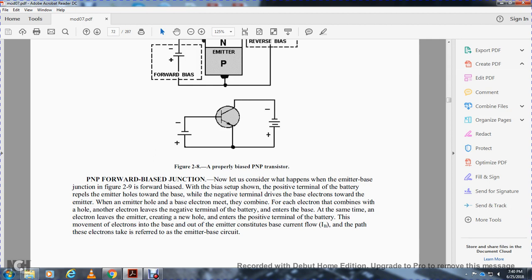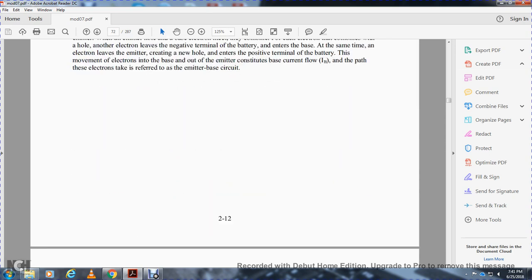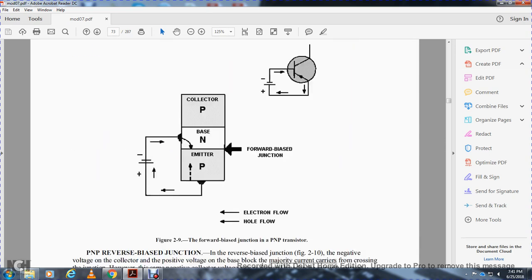Now let us consider the emitter-base junction in Figure 2.9 with the forward bias. The bias setup is shown with the positive terminal of the battery repelling the emitter holes toward the base, while the negative terminal drives the base electrons toward the emitter. When the emitter holes and base electrons meet, they combine. With each electron combined with a hole, another electron leaves the negative terminal of the battery and enters the base. At the same time, an electron leaves the emitter, creating a new hole, and enters the positive terminal of the battery. This movement of electrons into the base and out of the emitter constitutes a base current flow, or IB. The path of these electrons is referred to as the emitter-base circuit. Figure 2.9 shows the forward-biased junction in a PNP transistor.